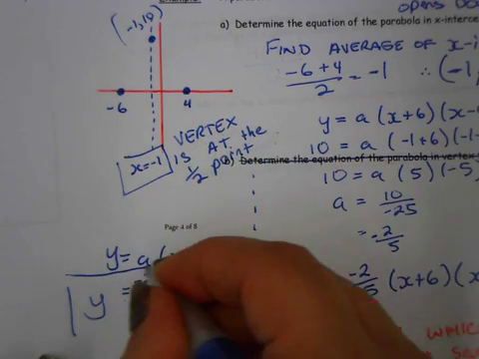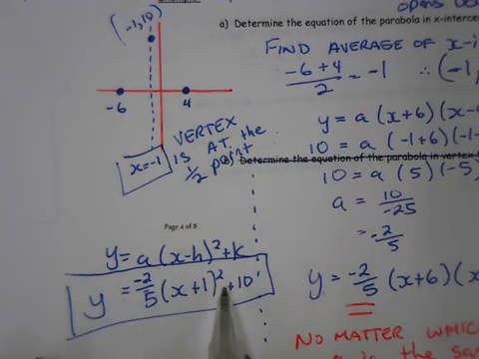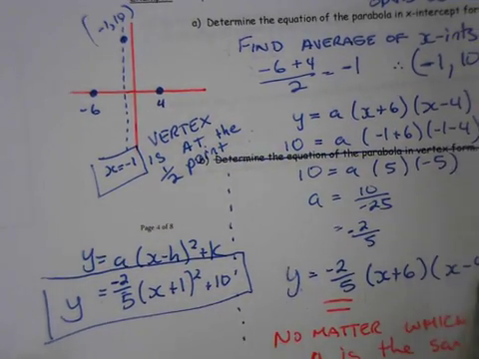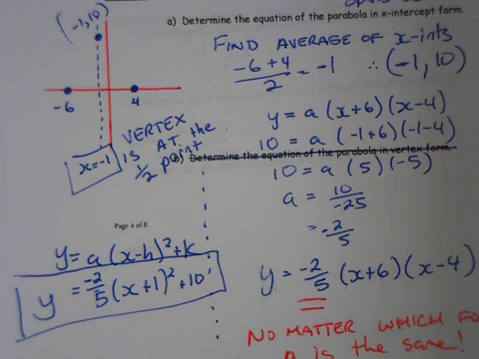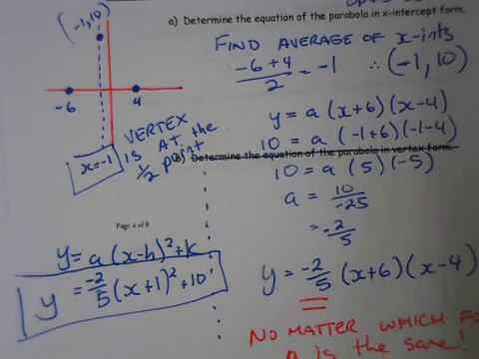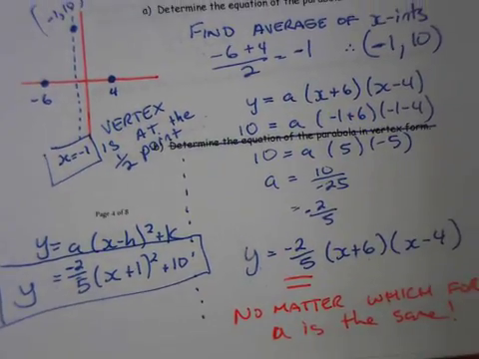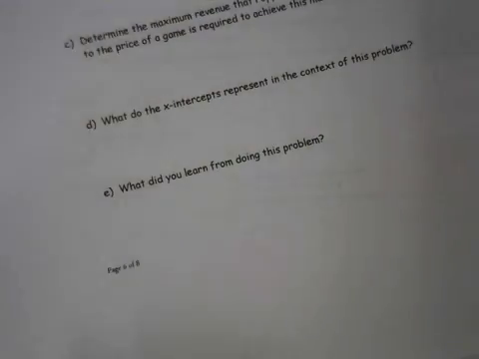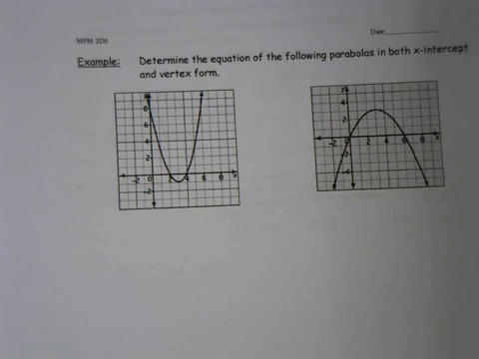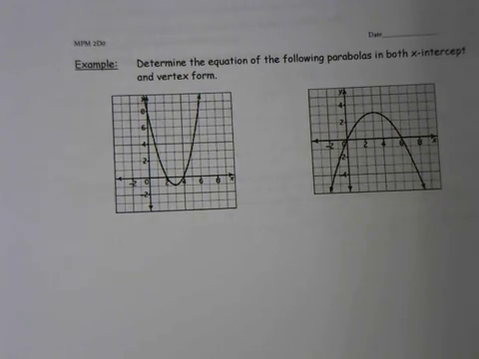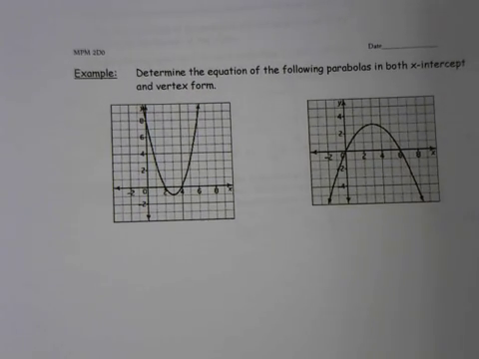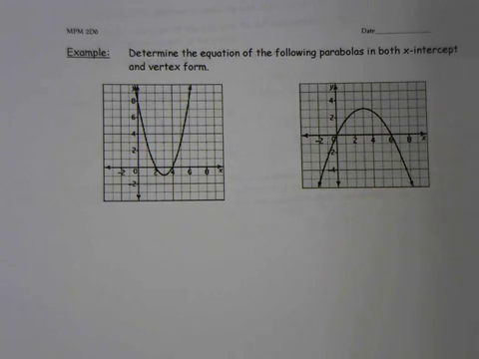So here we have vertex form of the equation, factored form of the equation. 2 out of the 3 ways of expressing a parabola. In the next chapter, we'll do the last one. All right, flip the page over. Last one. Let's see if we can determine the equation of the following parabolas in both x-intercept and in vertex form.